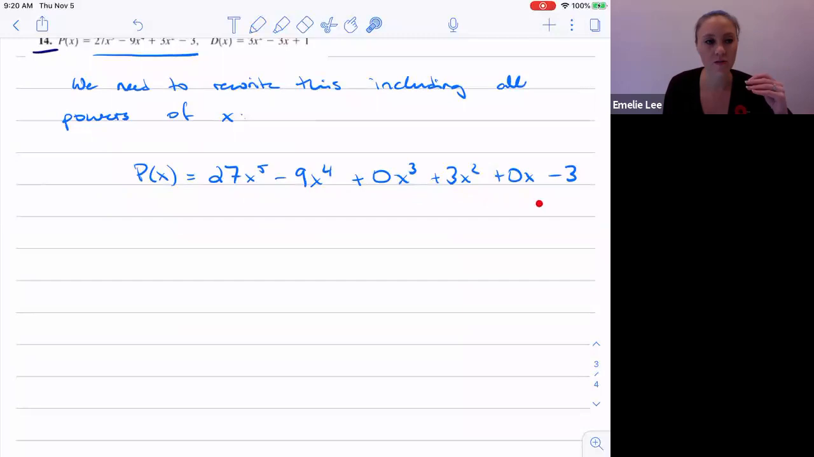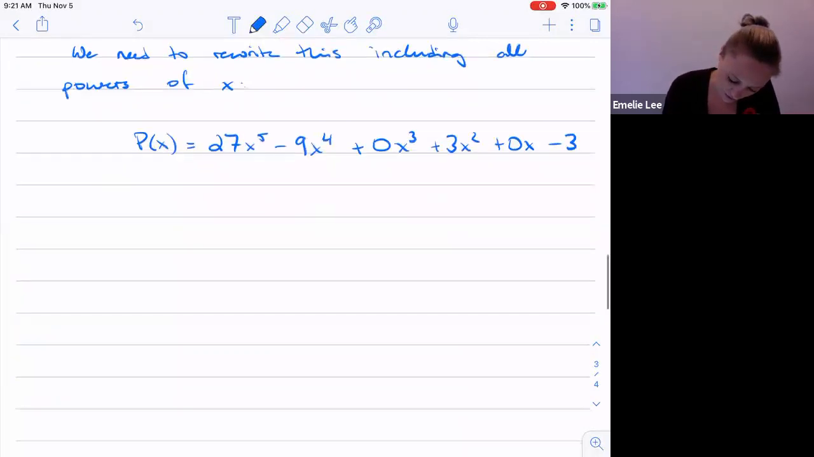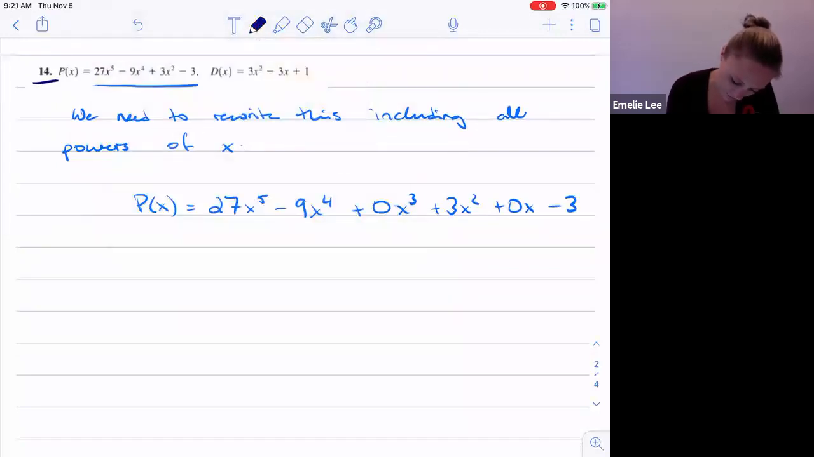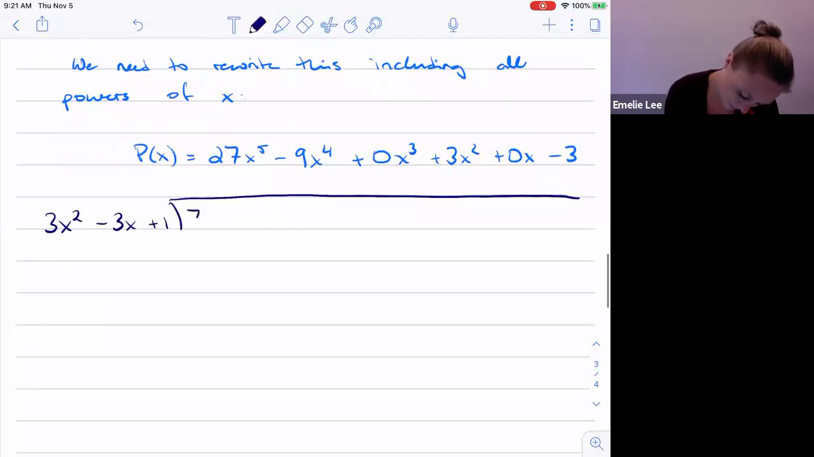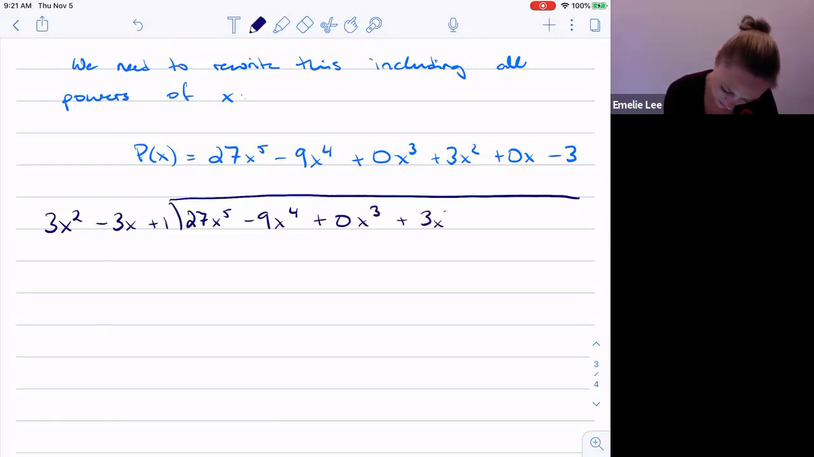So this is your new dividend, right? So you need to have spaces for all of these powers of x, starting from the degree, right? So the highest power of x. So now we can do this division. It's going to be a biggie, but that's okay. 3x squared minus 3x plus 1 is going into this whole thing. Oops, 27, not just 7. 27x to the 5th minus 9x to the 4 plus 0x to the 3 plus 3x squared plus 0x minus 3.